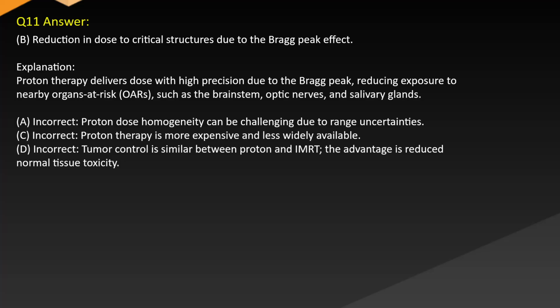Answer: B. Reduction in dose to critical structures due to the Bragg peak effect. Explanation: Proton therapy delivers dose with high precision due to the Bragg peak, reducing exposure to nearby organs at risk, such as the brainstem, optic nerves, and salivary glands. A. Incorrect. Proton dose homogeneity can be challenging due to range uncertainties. C. Incorrect. Proton therapy is more expensive and less widely available. D. Incorrect. Tumor control is similar between proton and IMRT. The advantage is reduced normal tissue toxicity.